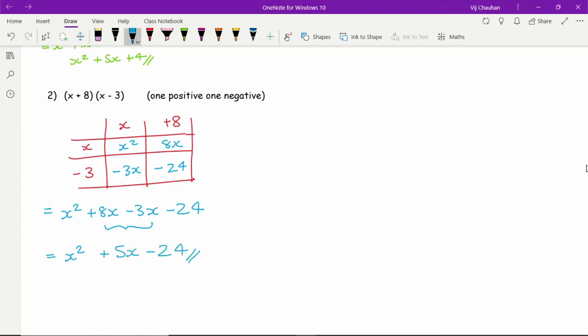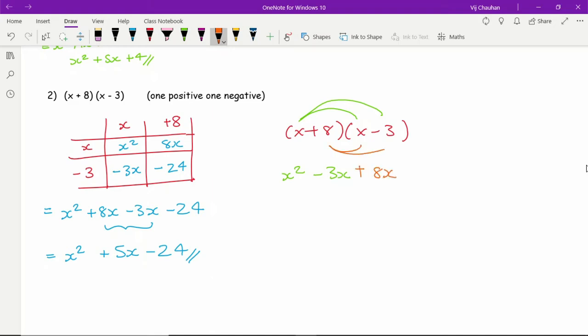And again, if I was to use the loop method, here I've got x plus 8, x minus 3, and working with the first one, I've got x times x, which is x squared, x times minus 3, which is minus 3x, and then I've got 8 times x, which is positive 8x, and 8 times minus 3, which is minus 24. And then combining these two things together, minus 3 plus 8 is positive 5, and as you can see, I've got the exact same answer as what I've got here.